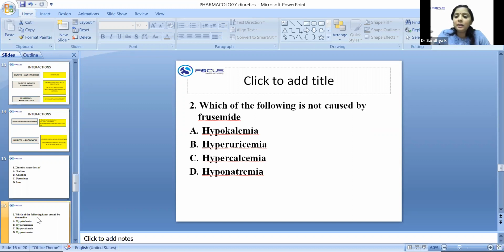When we are seeing the action of thiazides. So here the answer is hypercalcemia. Frucimide will not cause hypercalcemia. Answer C, hypercalcemia.